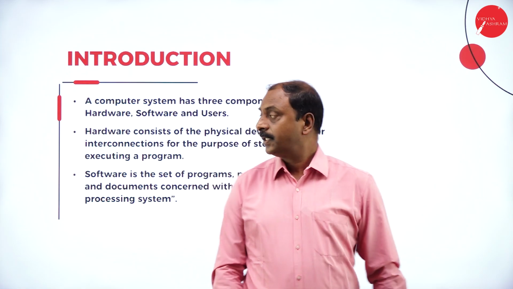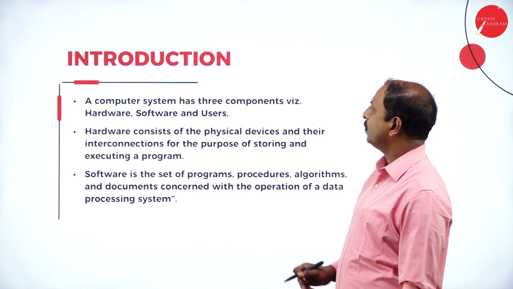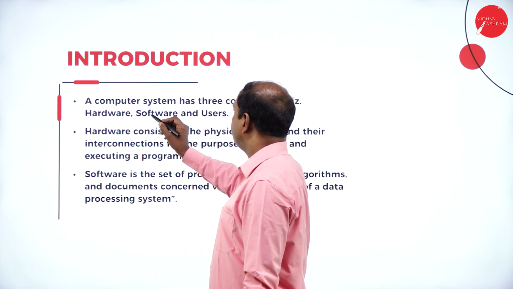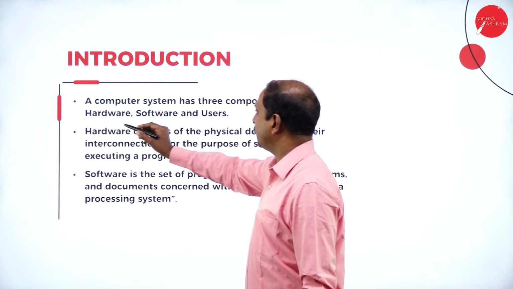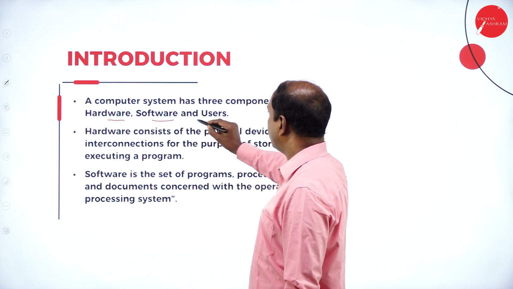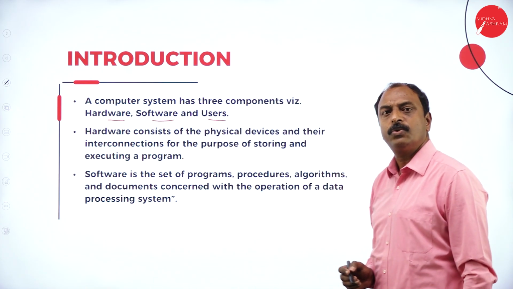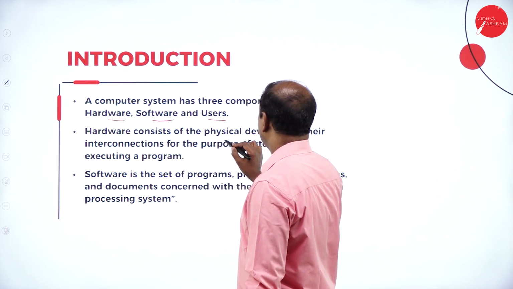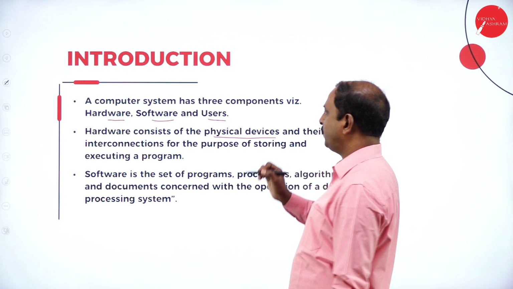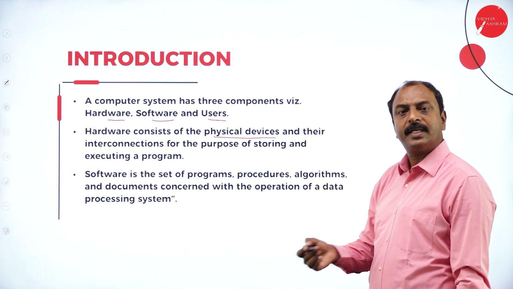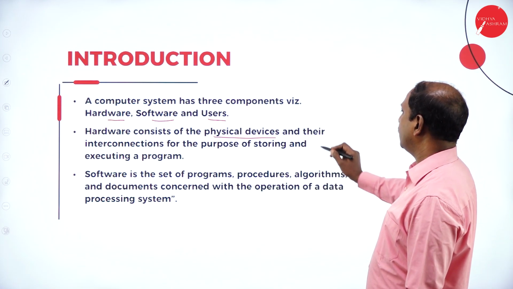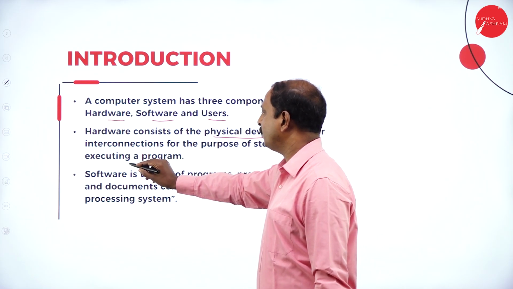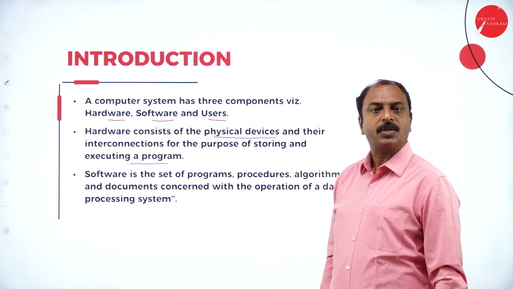Let us start with the basic definition of a computer system. As we have seen, a computer system has three components, that is hardware, software, and users. And you know the definition of hardware. What is hardware? Hardware is nothing but the physical components of a computer, which we can touch and feel, and it is the interconnection for the purpose of storing and executing programs. So this is the physical component.